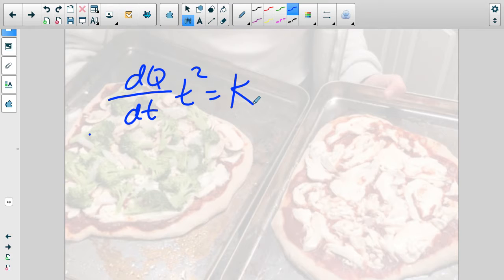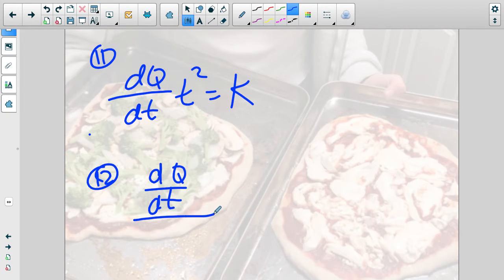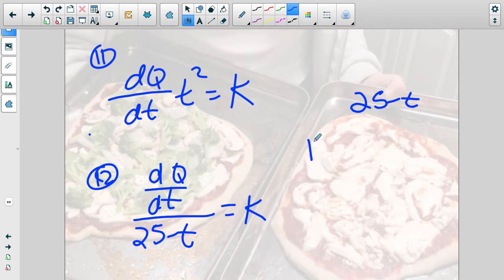Read me number 12. The rate of change of Q with respect to t is proportional to 25 minus t. Okay. It just said proportional. It didn't say inversely or directly. So do you know what it means by default? If they just say it's proportional, by default everybody means directly. It might even say the word directly. If it's directly, I divide. Let's talk about the difference in direct proportions and inverse proportions.